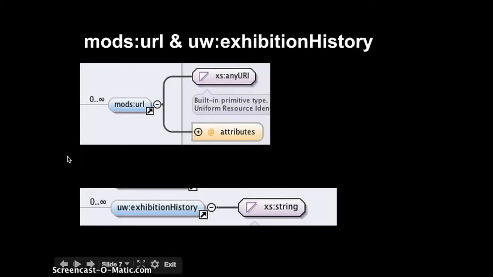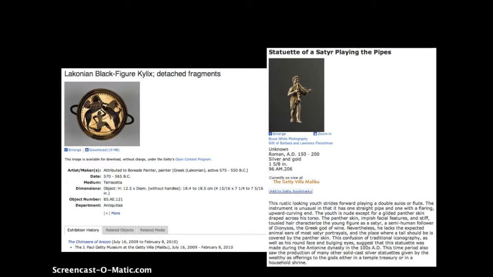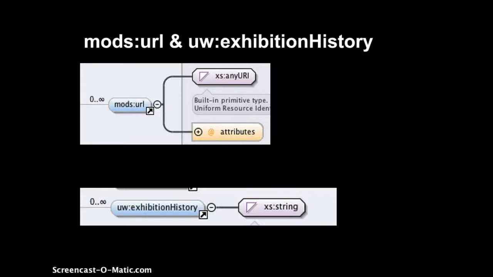For URL, I want to note that we opted for its cardinality to be 0 and unbounded. This is because there are two different portals within the Getty website for accessing the collections, with two different URLs for a particular artifact. Additionally, artifacts might be used on different collection websites. Maybe it's been featured in an exhibition. It might be nice to associate those URLs with the record.